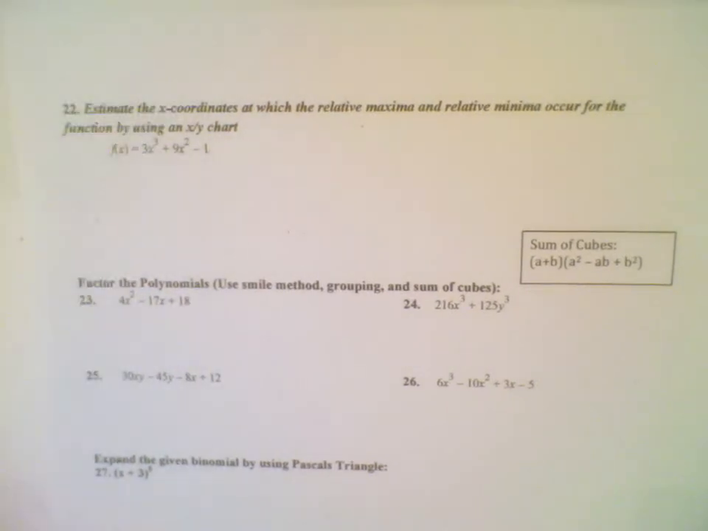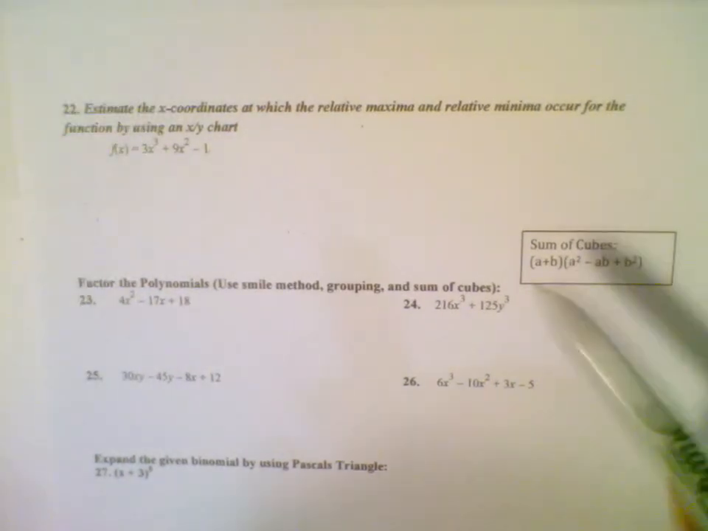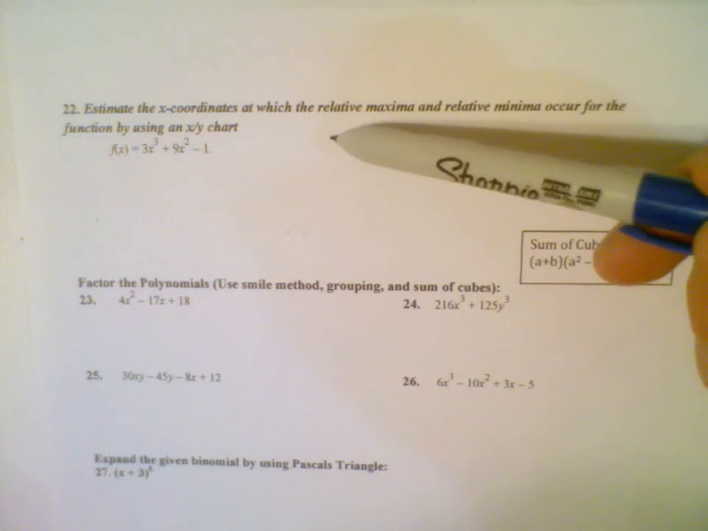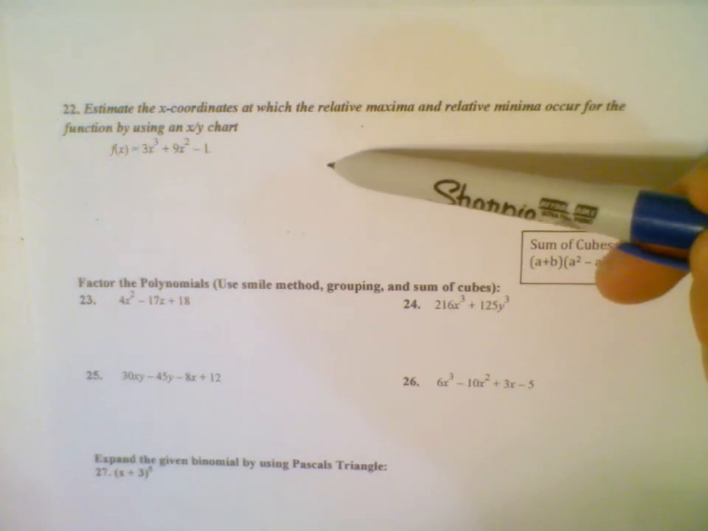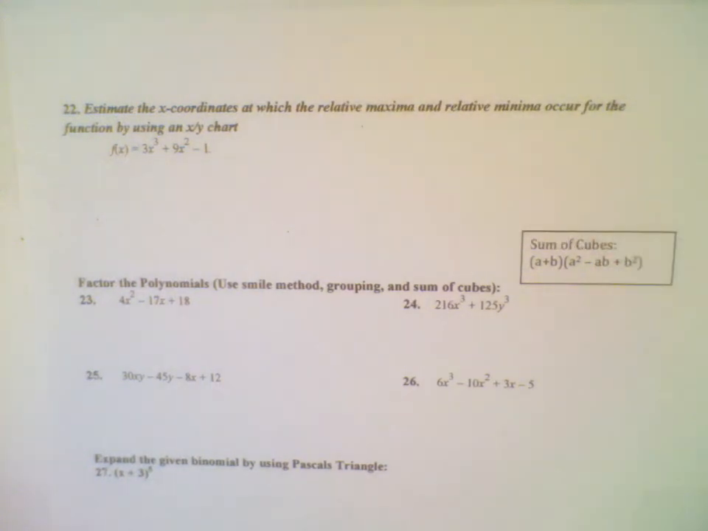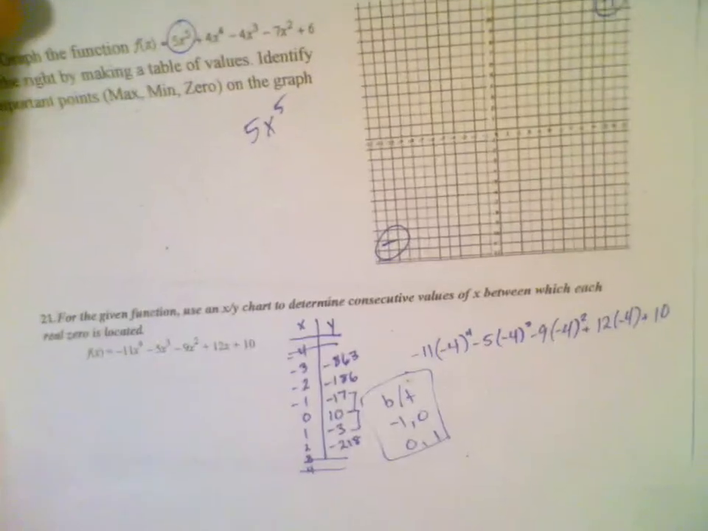22 is exactly like the last one, 21. So I kind of explained how to find a maximum or a minimum. So you'd be seeing if the values go up to a certain number, then start to decrease. So let's take a look at that one quick. I can show you with this one.